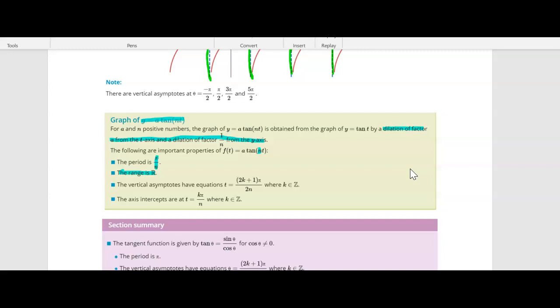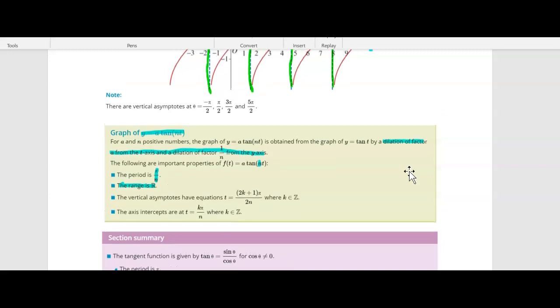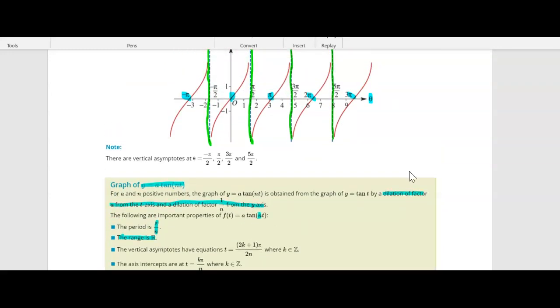So it does differ. As I said before, the range is R, so it's not restricted like it is with sine and cosine graphs. But on the flip side, its domain is not R. So for sine and cosine graphs, the domain is R because they go on infinitely. So does your tan graph, but because we've got those asymptotes, we can't say it's R because the values for theta aren't including those asymptotes. All right.